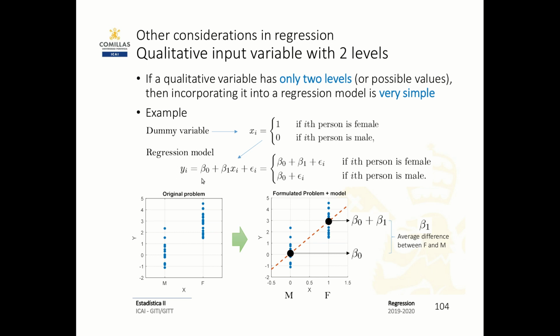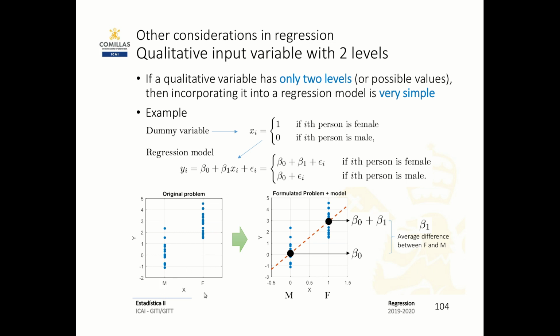And then we fit in our regression model this variable, so we will have beta 0 plus beta 1 xi, where xi represents the gender of that person, plus the residual. So actually when the person is female, then we will have beta 1, because beta 1 is multiplied by 1, and when the person is male, we will not have beta 1. So actually this regression model is equivalent to beta 0 plus beta 1 plus epsilon when the person is female, or beta 0 plus epsilon when the person is male.